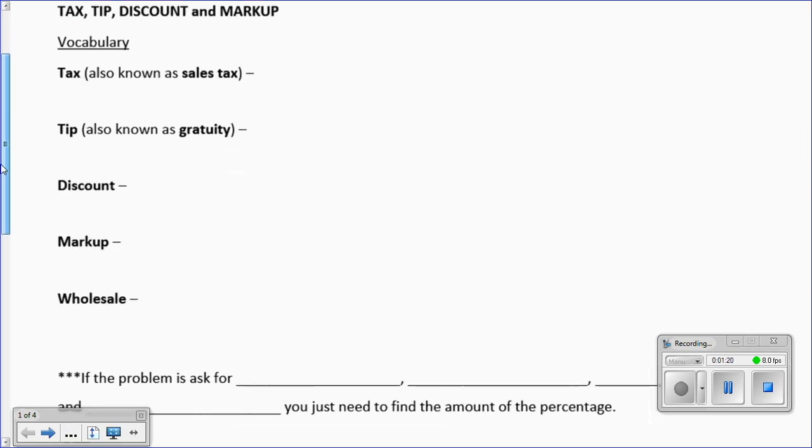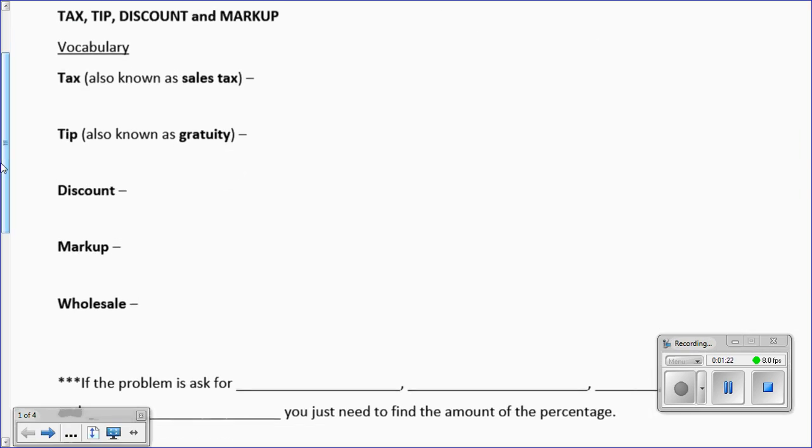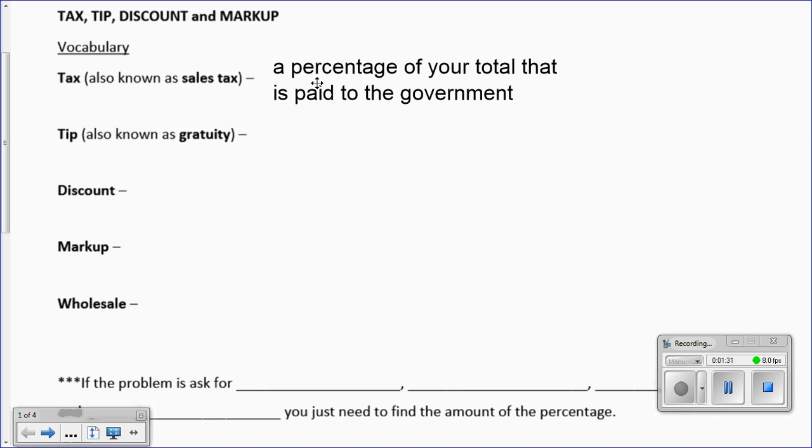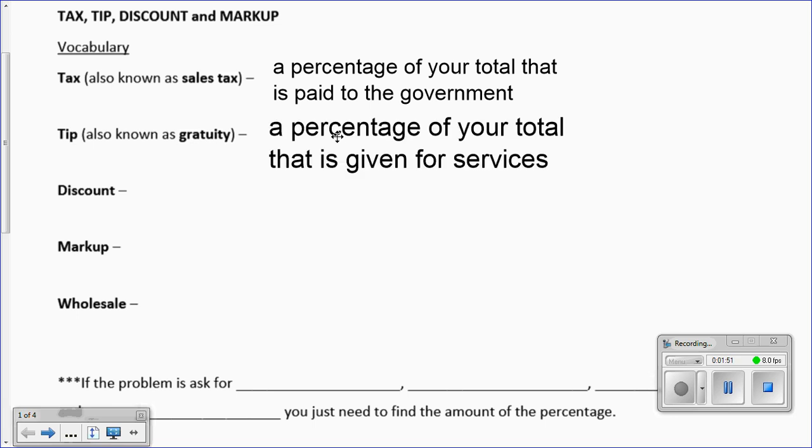So, starting with the vocab, I'm going to go through this pretty quickly. If you need to pause the video so you can finish writing it all down, go for it, but I'm basically just going to read it. So tax, also known as sales tax, is a percentage of your total that you have to pay in addition to your total. It goes to the government, okay? So there's food tax, there's clothing taxes, all this stuff that we really don't think about very often, but we probably should, okay? Tip, also known as a gratuity, is the percentage of your total that you pay in addition to your total, but that's given to someone for the services they gave you.